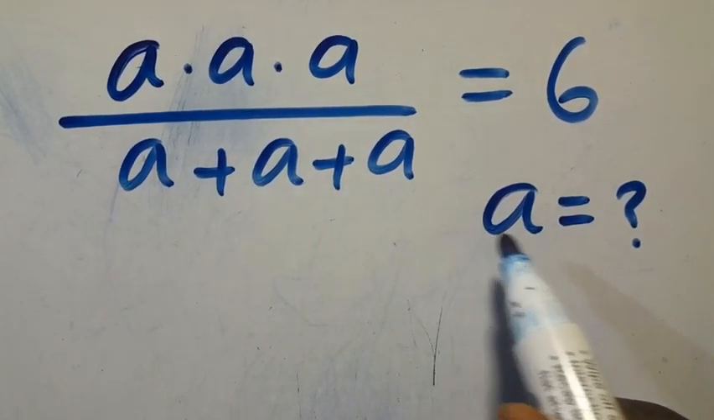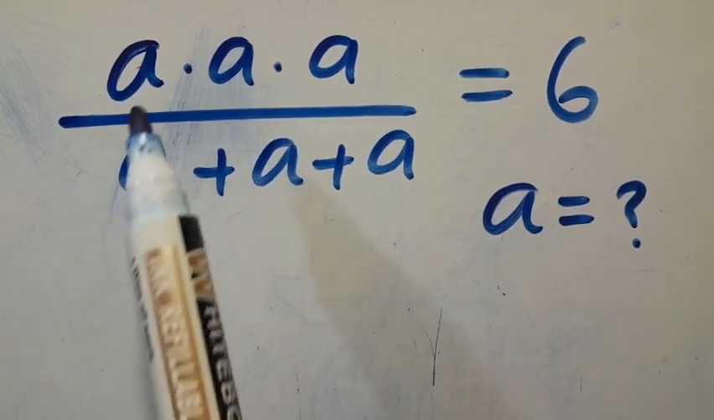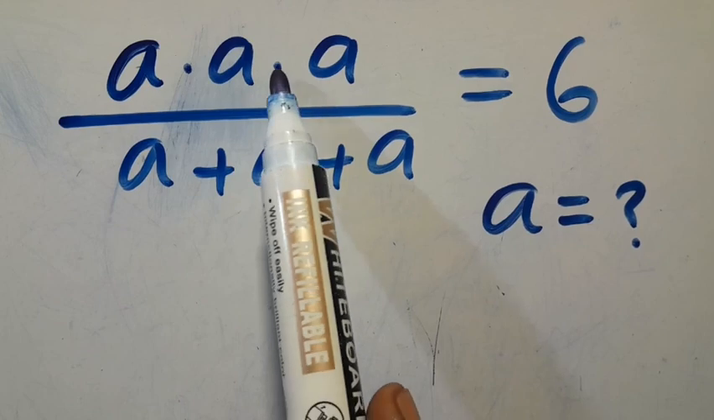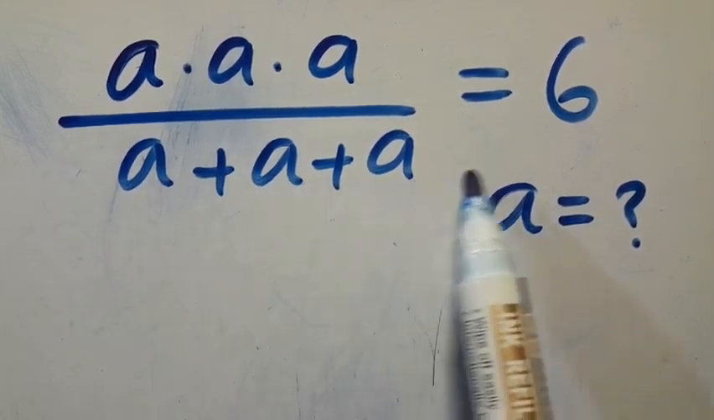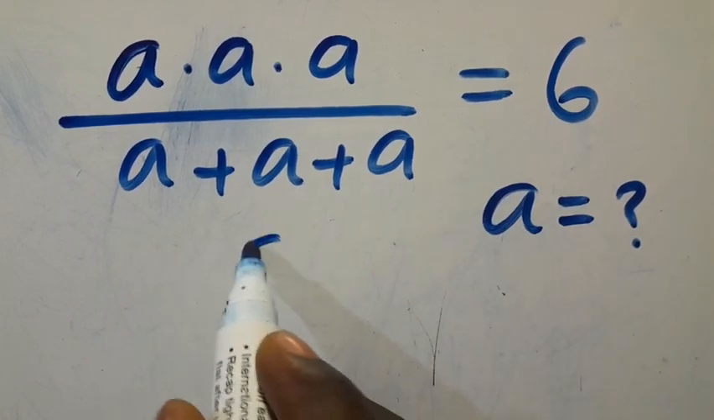Hi, what is the value of A, given that you have A multiplied by A multiplied by A, all divided by A plus A plus A equals 6? Then let's have it to be solution.